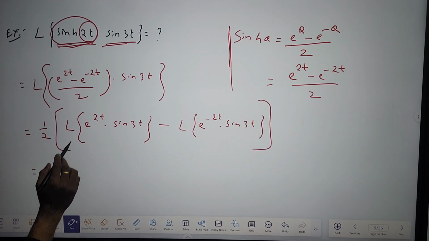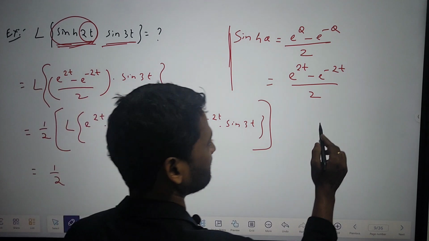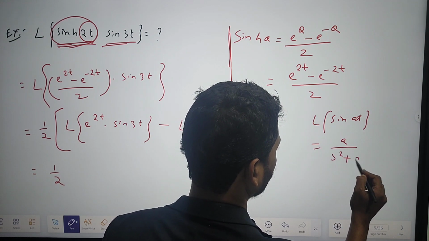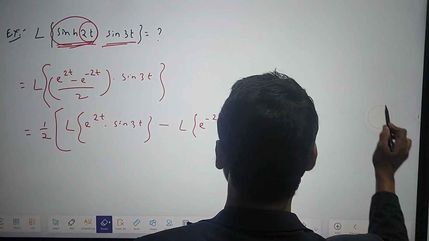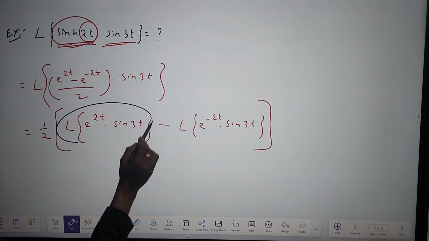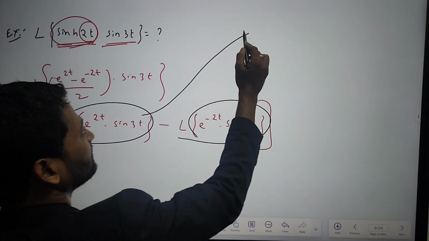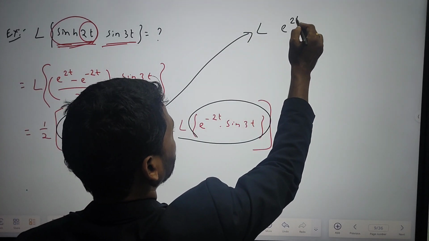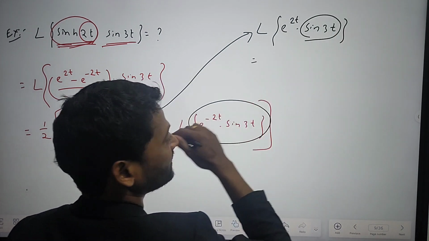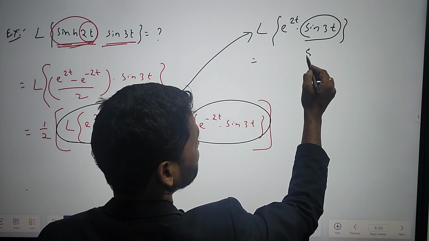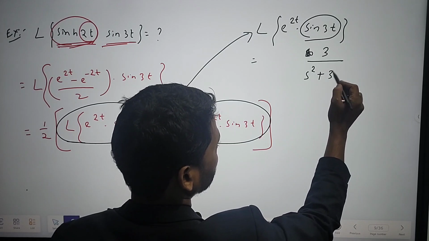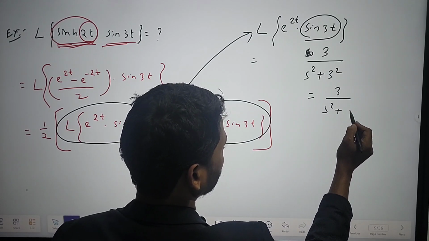ठीक है, सो आप ये Laplace of sin 3t का Laplace of sin at क्या है, a बाय s square plus a square. सो नाउ we'll find out Laplace of this part and Laplace of this part. So ये पार्ट क्या हो जाएगा, Laplace of e to the power 2t into sin 3t. क्या है हमारा फंक्शन इज sin 3t, इसका Laplace क्या है, Laplace इज a मतलब 3 बाय s square plus a square, that is 3 by s square plus 9.